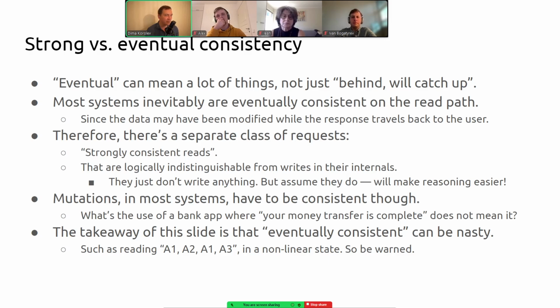So if you need this assumption to be correct, if your logic depends on that, there is a concept of strongly consistent reads. There's a concept of a read that has to follow the right path, so it's more guaranteed to be consistent.